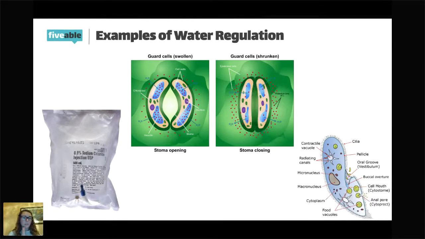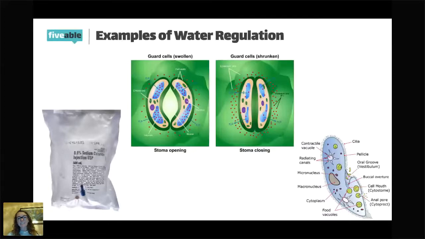Why would we want to close the stoma when water levels are low, which is what we're seeing on the right-hand side? Because we lose a lot of water vapor through the stoma. So when water is low, that closes so that we don't continue to lose more water. Plants are very smart, okay? So that's another important example with plants.